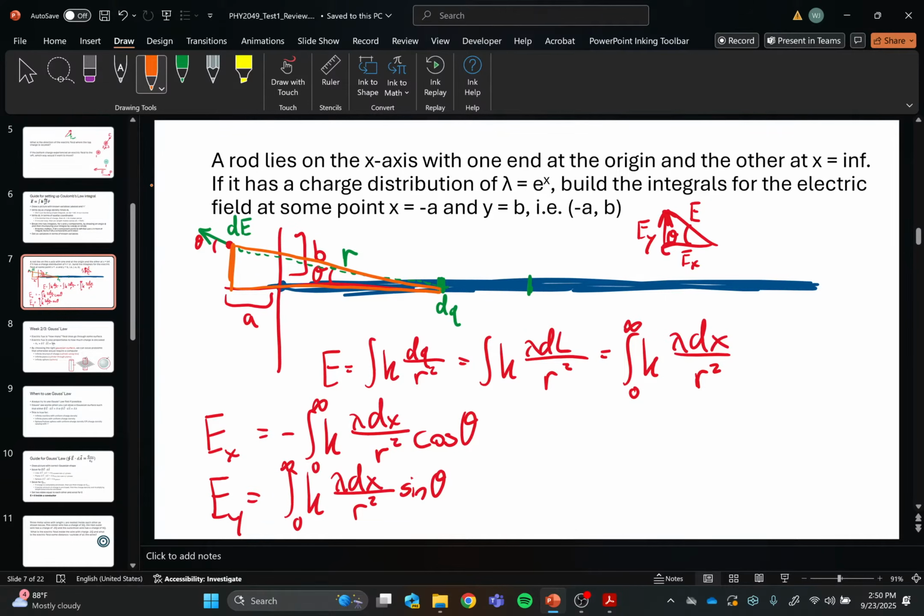All you're doing at this point is just plugging in. You know that dq is lambda dx. Y is constant. What variable is changing, what variable is not? Yeah, and that's where the picture reveals all.